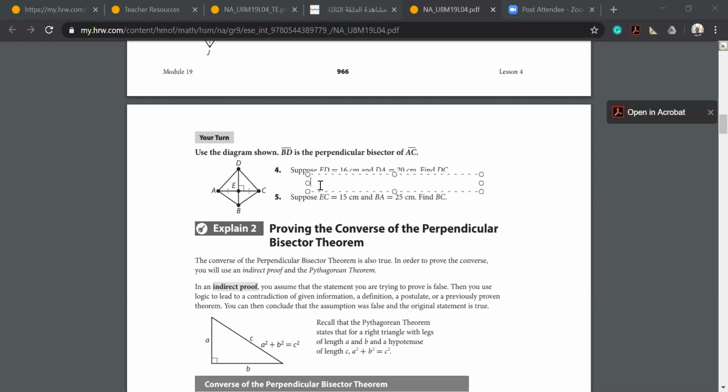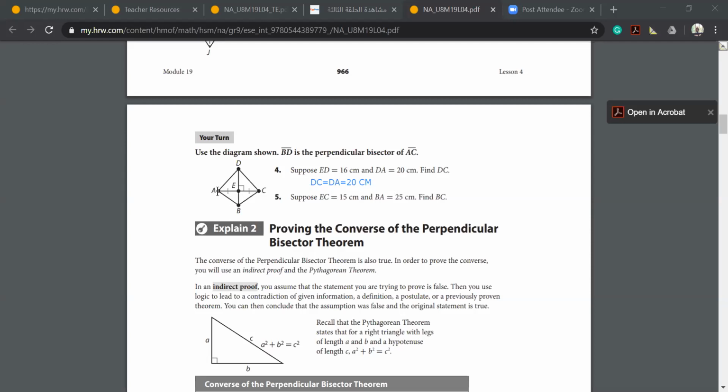So what I'm going to tell him, using perpendicular bisector, DC will be equal to DA will be equal to 20 centimeter. Okay, question 5. Suppose that EC was 15 centimeter. In here, this is 15, and BA is 25. Find BC. Again, very easy, very easy.